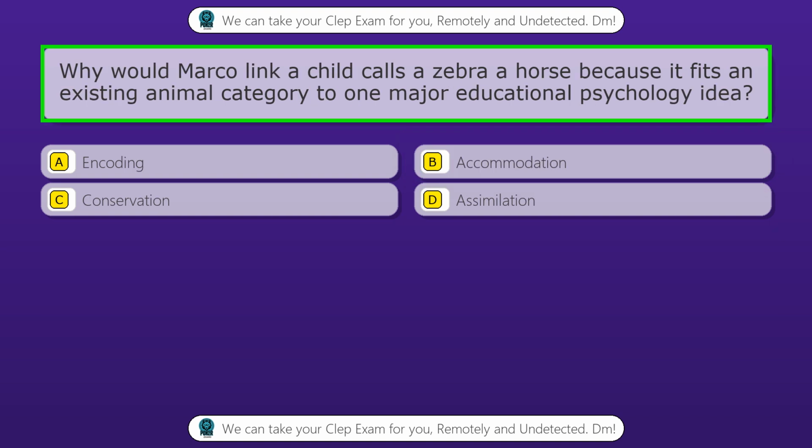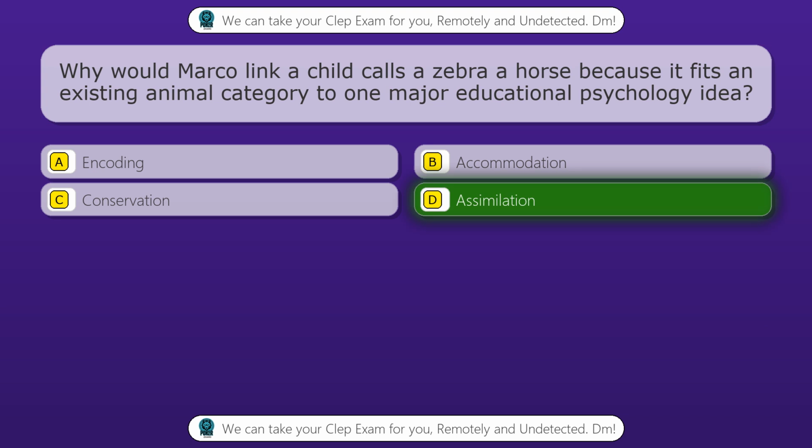Question 14. Why would Marco link a child calling a zebra a horse because it fits an existing animal category to one major educational psychology idea? Option A, encoding. Option B, accommodation. Option C, conservation. Option D, assimilation. The correct answer is option D, assimilation.